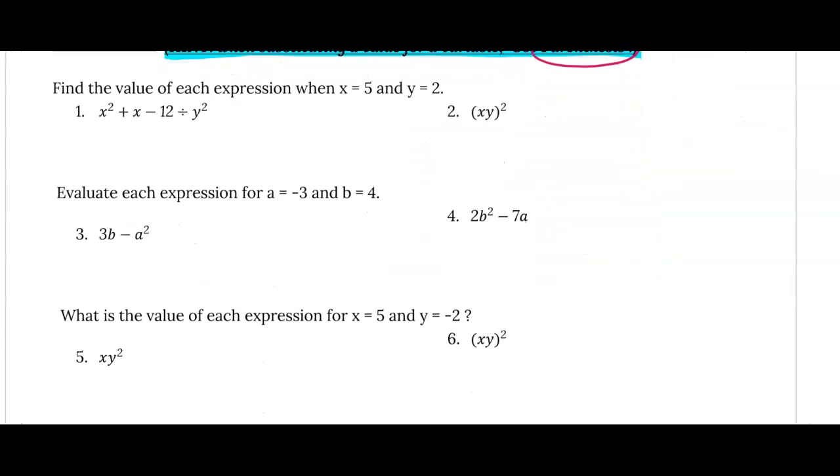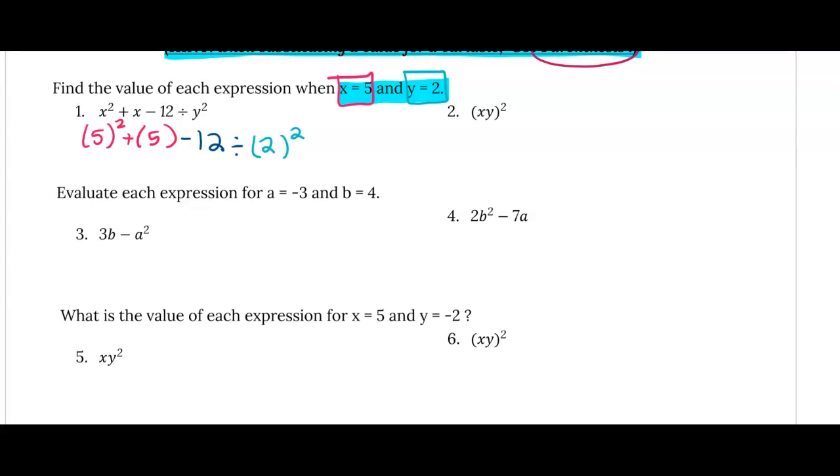So let's look down here at number 1. They're telling us that x is equal to 5 and y is equal to 2. I'm going to use my pink for x and teal for y. So what I'm going to do for number 1 is plug in 5 for x everywhere I see an x and 2 everywhere I see a y. So I see that I have an x squared plus an x, and then minus 12, and then divided by 2 squared.